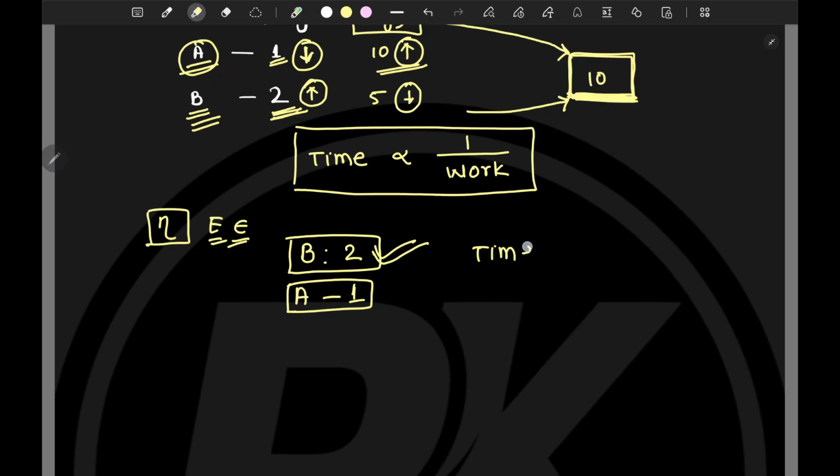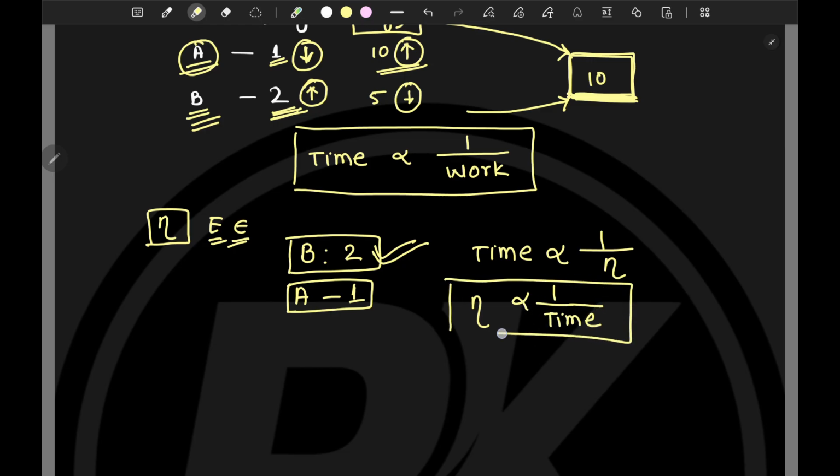So can I say the time is also inversely proportional to efficiency? Or let's say, a more efficient person will take less time to complete the given work. So can I say this as well? This is very fundamental. I hope you are getting these points. Now let's start with the actual example to understand these terminologies. But before that, let's see one more example.